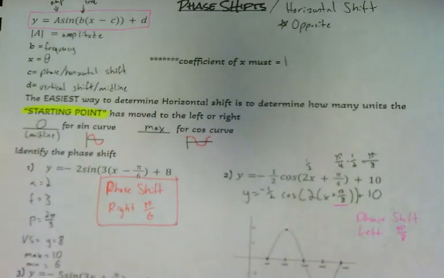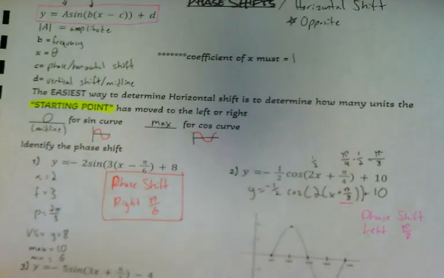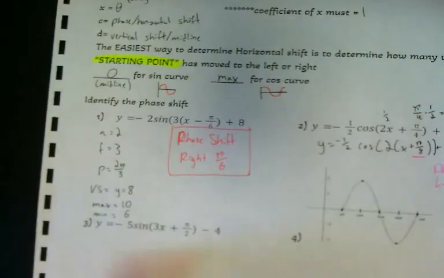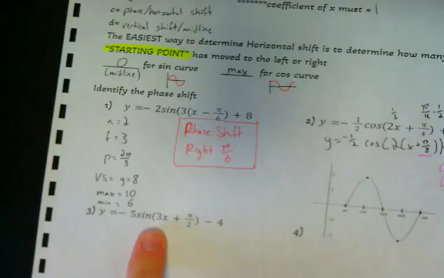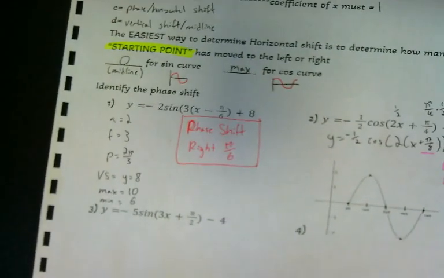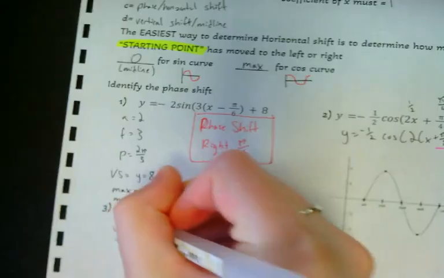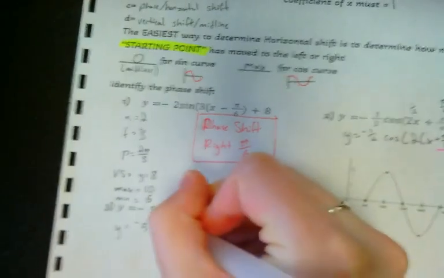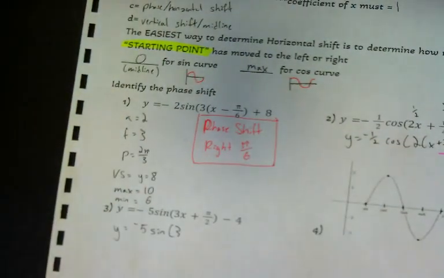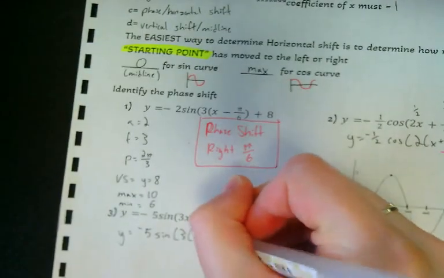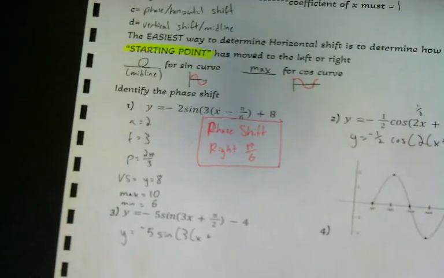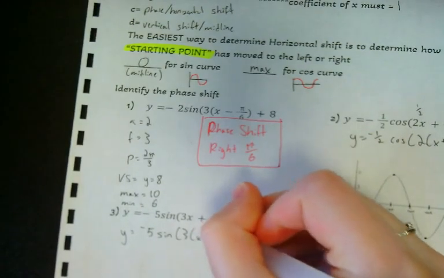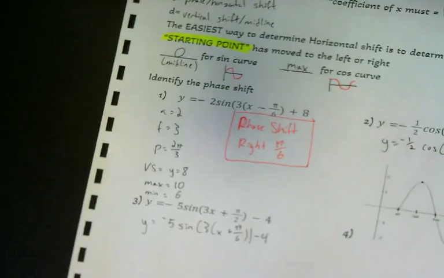Moving on to number 3, y equals -5 sine of 3x plus pi over 2 minus 4. Am I in the right form yet? Nope. So what do I have to do? Take out that 3. I leave everything in front of it alone. -5 sine, taking out that 3, or dividing everything by 3, or multiplying by 1/3, gives me x plus pi over 6. And then putting that minus 4 back on at the end.